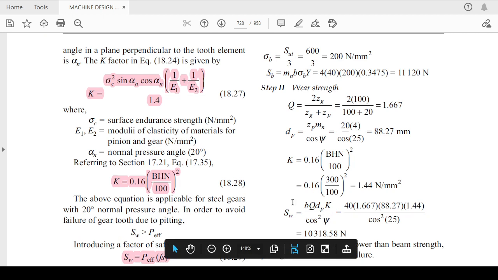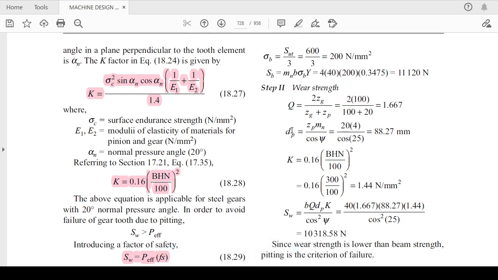Then the wear strength, whose formula is V Q dP K divided by cos cube psi. The value of psi is given, V is given in the numerical, and Q we have to calculate as 2ZG divided by ZG plus ZP. The pitch circle diameter dP we calculate on the basis of the helical gear basics video, where we discussed the terminology and basics of the helical gear. You can also calculate K, because BHN is given, by putting the value of BHN in the formula.